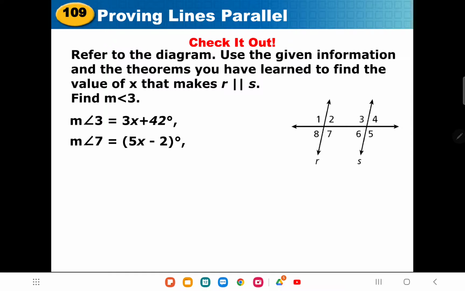So let's look at this diagram. We can use the AIP theorem to determine the value of x that makes R parallel to S, and then find the measure of angle 3. Well, we notice that 3 and 7 are alternate interior angles, so they must be equal to each other. Setting them equal to each other and using algebra gives us 2x equals 44, or x equals 22, and then we can use substitution to find the measure of angle 3.